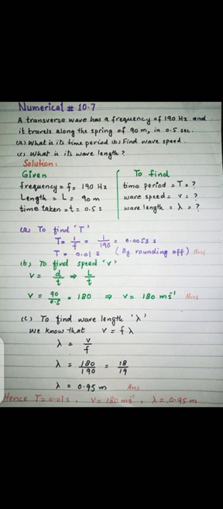So, we find time period equals 0.01 second, wave speed V equals 180 meter per second, and wavelength of the waves is 0.95 meter.